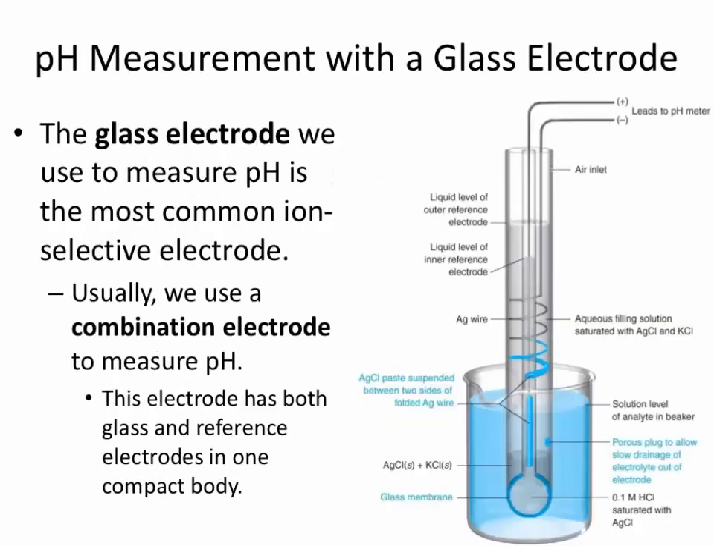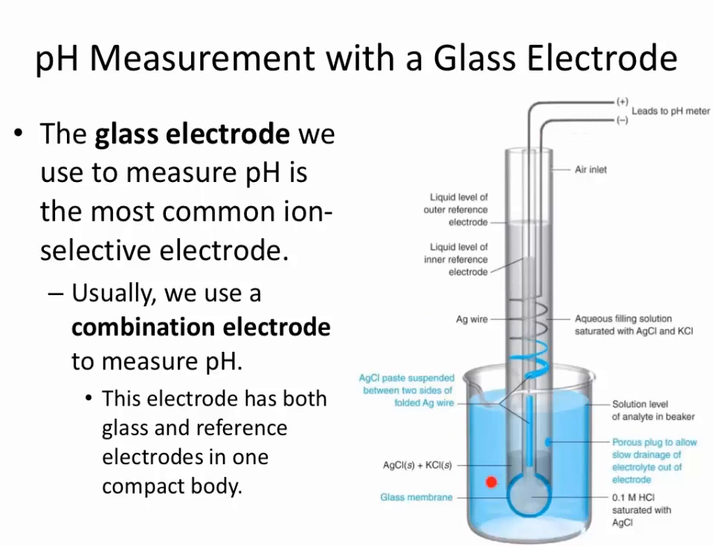So let's look at pH measurement using a glass electrode. This is the typical electrode that we use to measure pH. Now the glass electrode we use to measure pH is the most common ion-selective electrode. Because of course, to measure pH, we simply need to find out the concentration of the hydrogen ion. So that is just an ion-selective electrode. Now usually we use a combination electrode to measure pH. And this electrode has both glass and reference electrodes in one compact body.